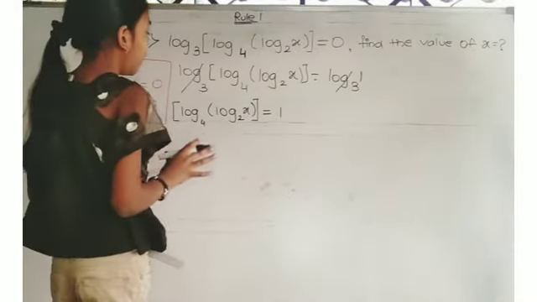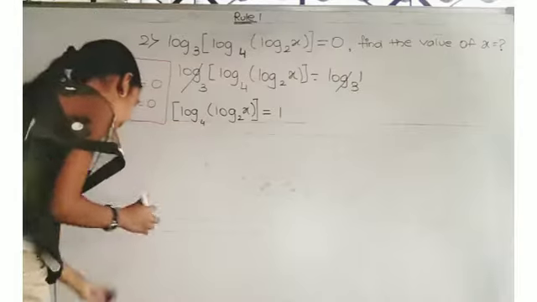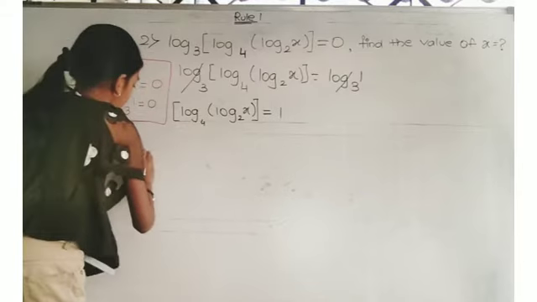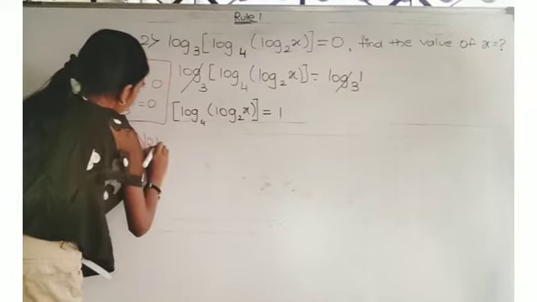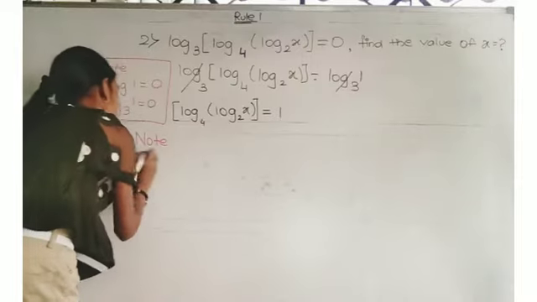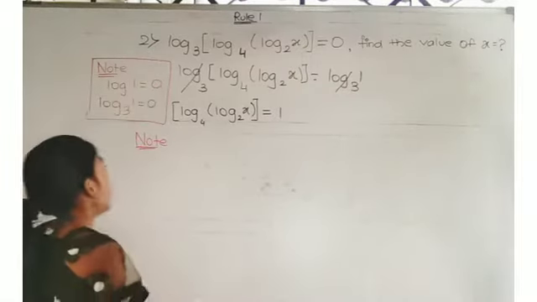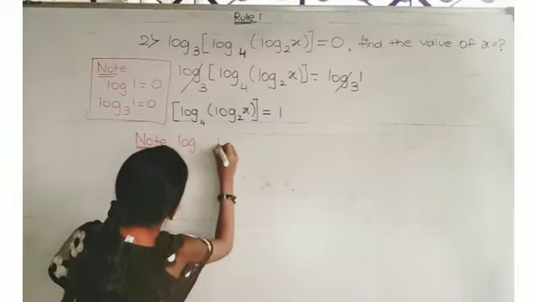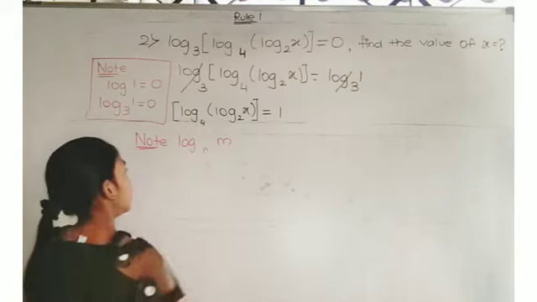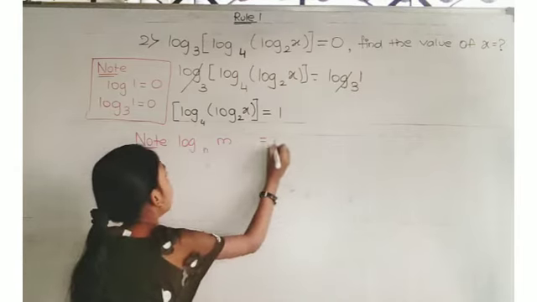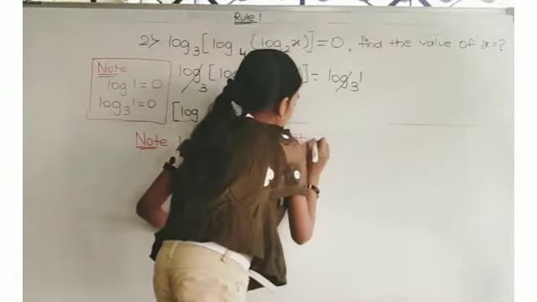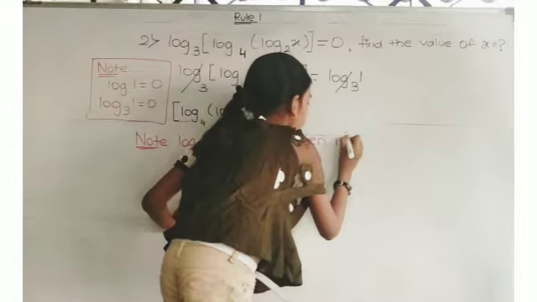Now what we are going to do is apply our formula. Note the formula. The formula is log m base to the n is equal to p. Then n raised to p is equal to m.